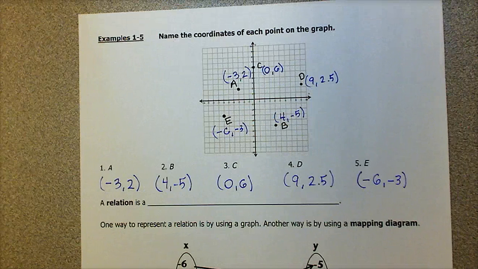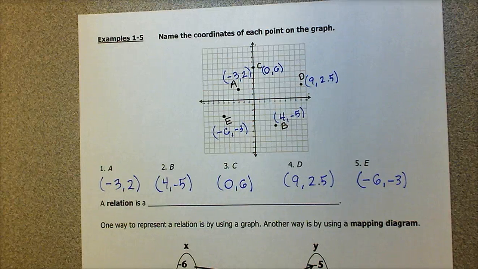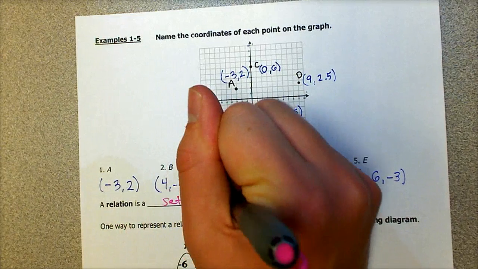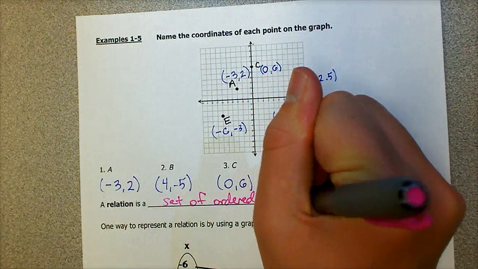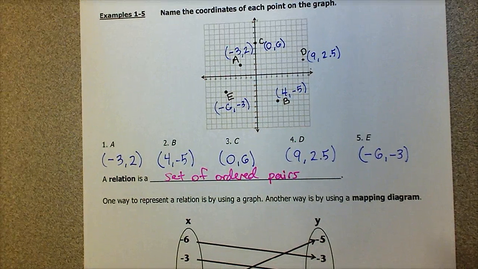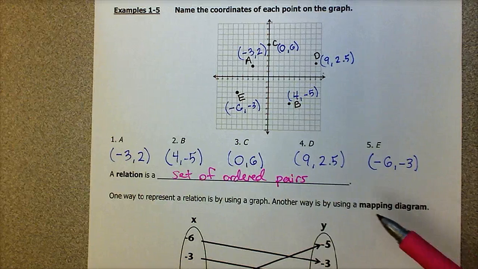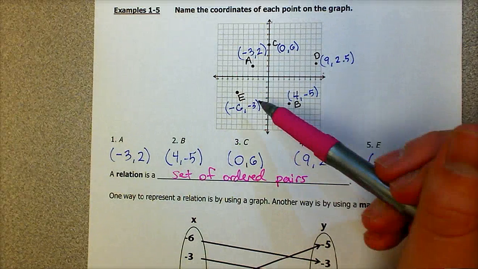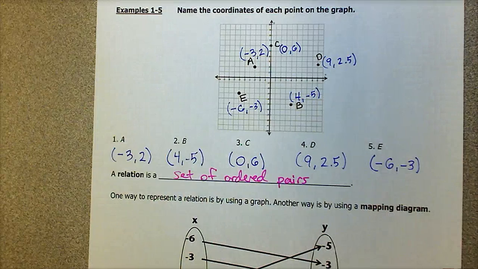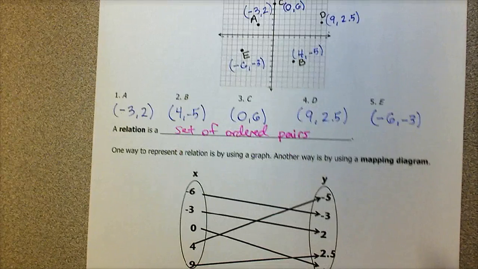The next thing we're going to talk about is really the vocabulary for what this unit is about. And we're starting out with what is a relation. A relation is simply a set of ordered pairs. Okay, it's just a set of ordered pairs. We can represent ordered pairs in a lot of different ways. One way is by using a graph, like I did up above. So if I took all 5 of these ordered pairs and put them on a graph, I could call that a relation.